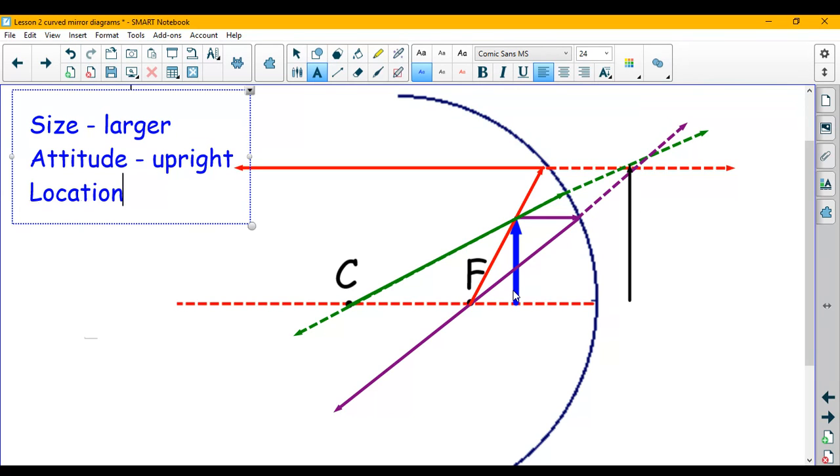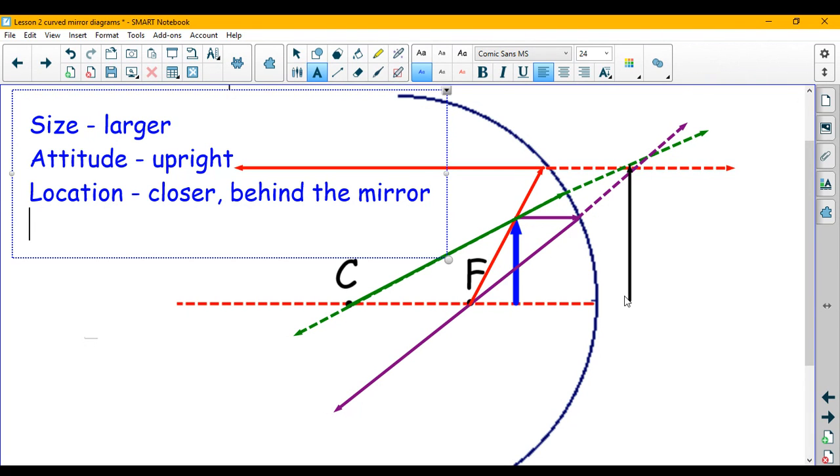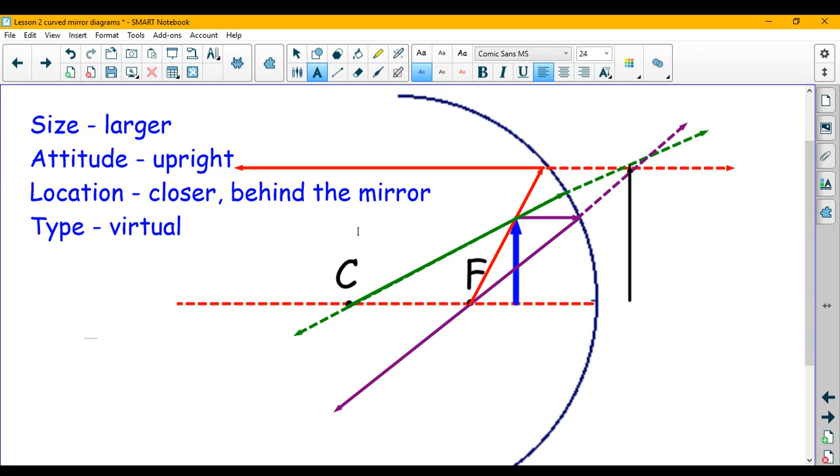Its location, you can say one of two things here. You could say it's closer because it's definitely closer to the mirror than the image was. You can also say it's behind the mirror because it is behind the mirror. It's inside the mirror. It's behind the mirror. I would accept either of those. And the type, well, now we're upright. It is also virtual. I also know it's virtual because there's no screen involved. I would only see this image by looking into the mirror and seeing that really big arrow inside the mirror.